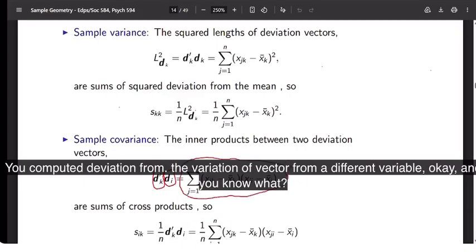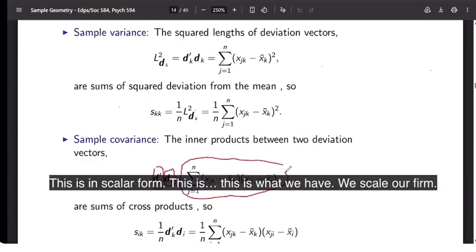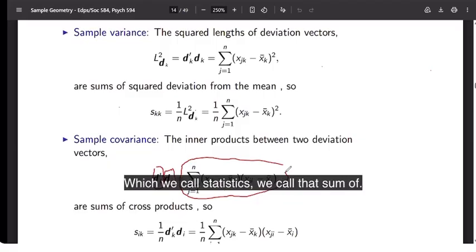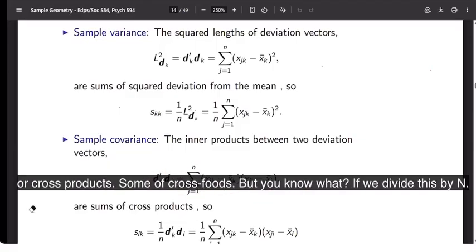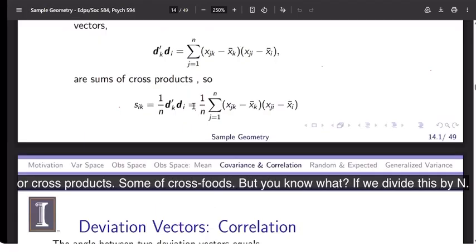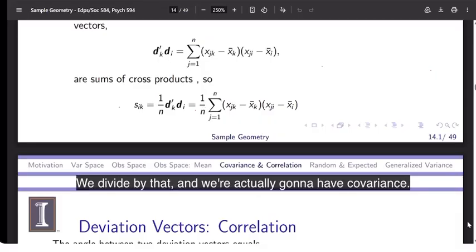This is what we have in scalar form, which in statistics we call the sum of cross products. But you know what? If we divide this by n, we're actually going to have covariance. I just wanted you to see that.